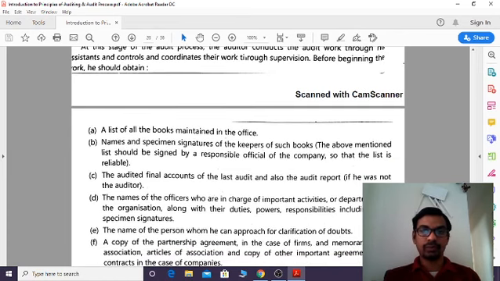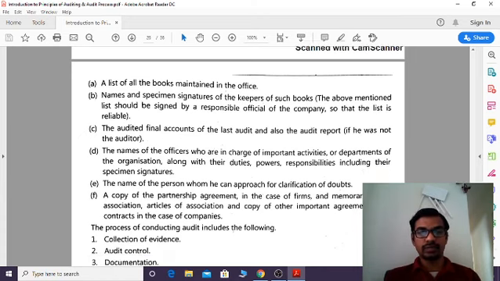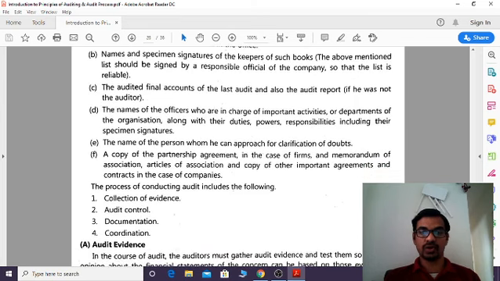Okay. Before beginning the work, the auditor should obtain proper information. Under that, number one, a list of all the books maintained in the office. Names and specimen signatures of the keepers of such books. Then the audited final accounts of the last audit and also the audit report. Then the names of the officers who are in charge of important objectives or departments of the organization, along with their duties, powers, and responsibilities, including their specimen signatures.